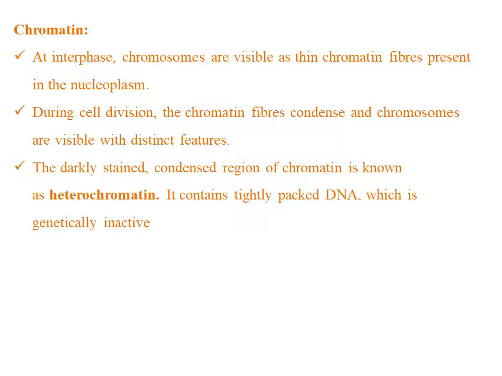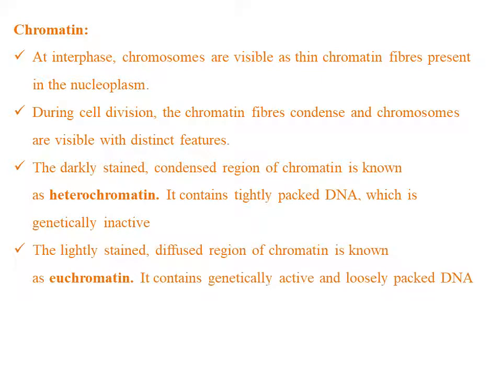The darkly stained condensed region of the chromatin is known as the heterochromatin. It contains highly packed DNA, that is tightly packed DNA, which is genetically inactive. But the lightly stained diffused region of the chromatin is known as the euchromatin. It contains genetically active and loosely packed DNA.